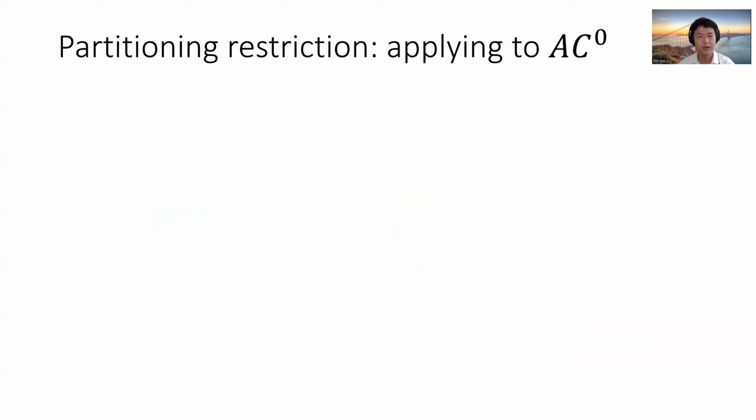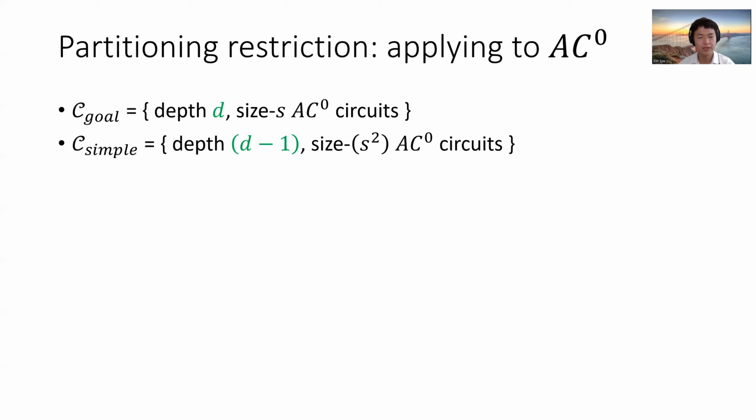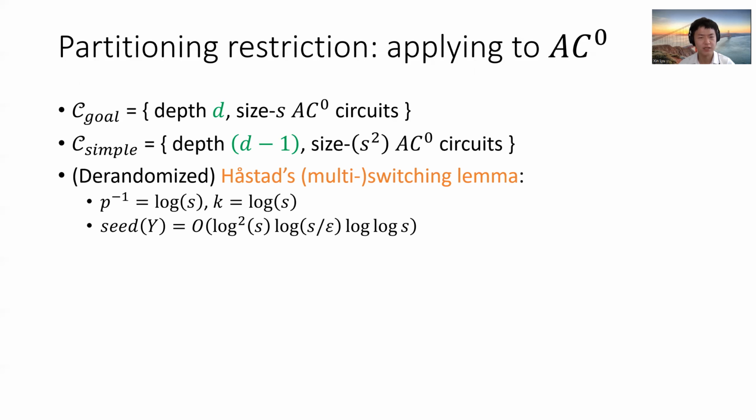Next, we describe how we apply this technique to AC0 circuits. We will identify C Gauss as depth d size s AC0 circuits, the target circuit class we want to fool. We identify C simple as depth d minus 1 size s squared circuits. So when we simplify a depth d circuit, we are trying to reduce its depth by 1. We will prove a derandomized version of Hastad's multi-switching lemma. But for this talk, it suffices to know that this lemma works with parameters 1 over p and k being log s. The seed length for y is roughly log squared s times log s over epsilon times log s.